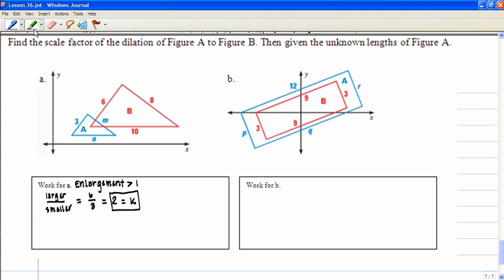So first, I've got side N. And side N corresponds to the side on B that says 10. So I'm just going to set that up. N is obviously smaller than 10. So 2 times N, getting the 2 from my scale factor, has got to equal 10, or N must be 5.